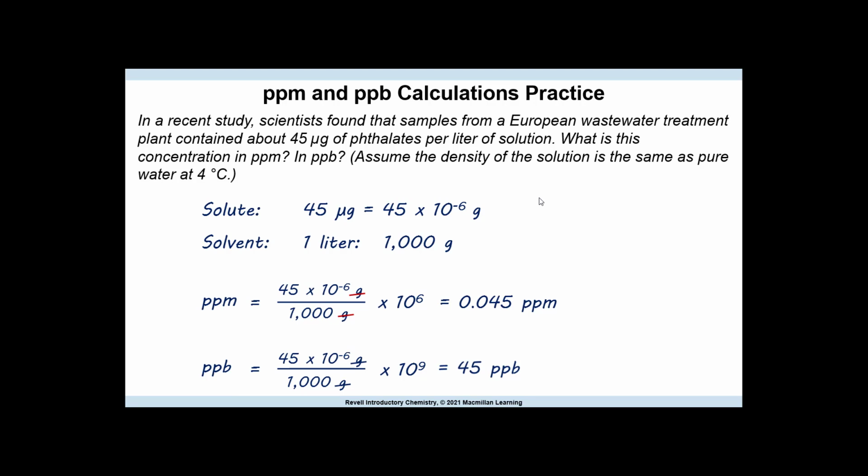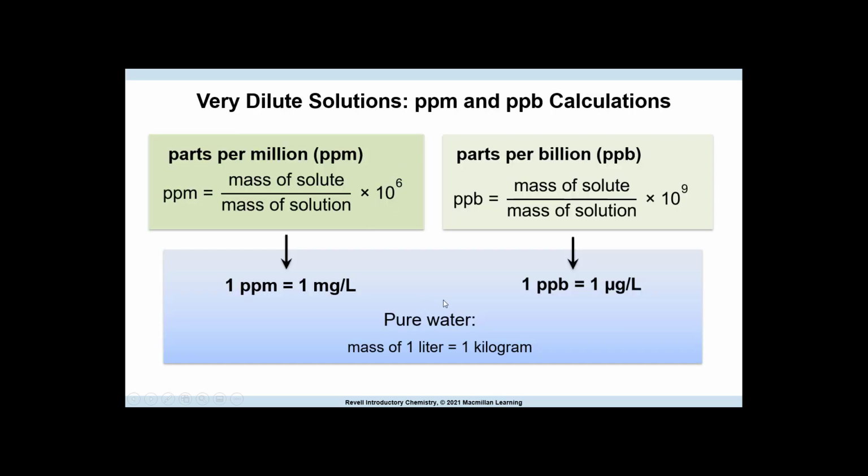So basically, here's the solute. We have 45 micrograms, which we can break down to 45 times 10 to the negative 6 grams. If you look at the conversion on the metric, you'll see that this is what this one means. And then the solution is 1 liter, which is 1,000 grams. Remember, the units have to be the same so they can cancel out. So in this case, what they did is they converted micrograms to grams and then plugged in that 10 to the 6, which is showing here.